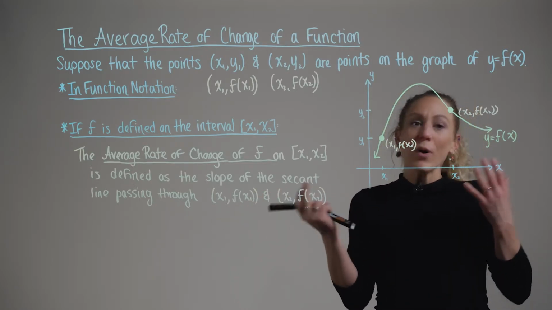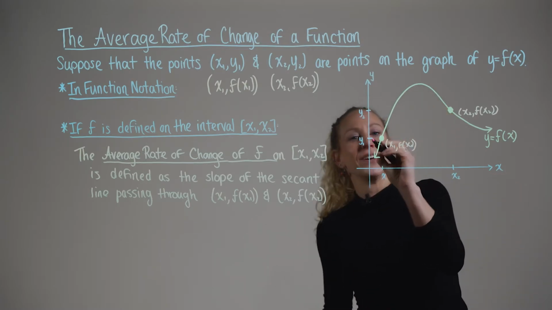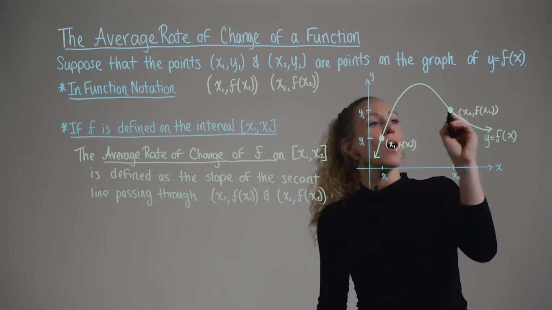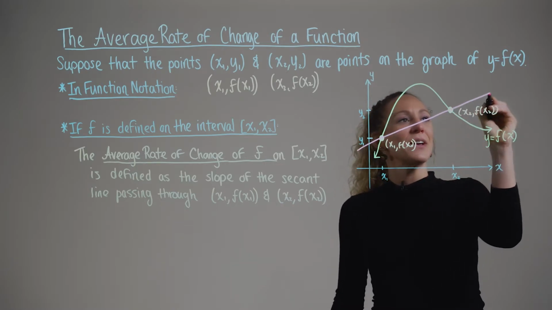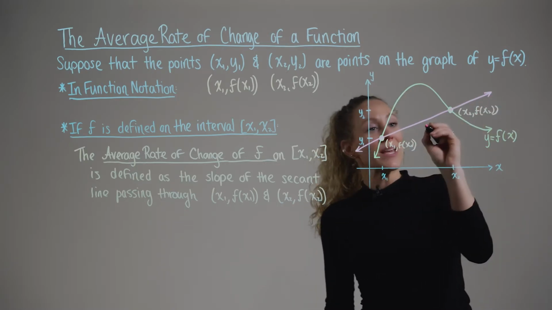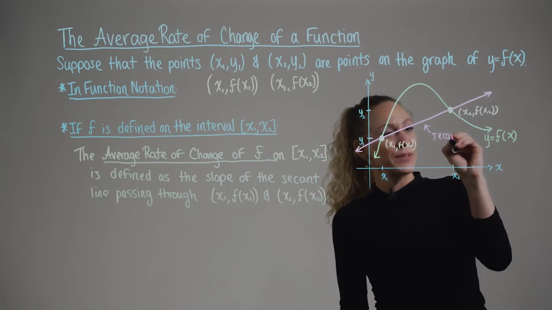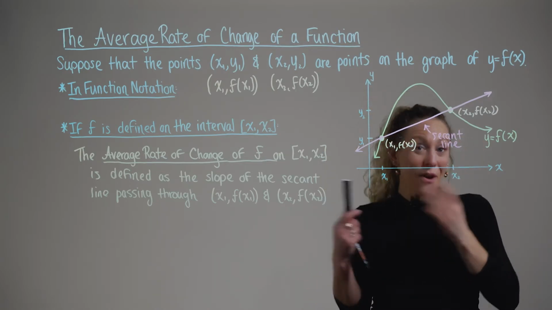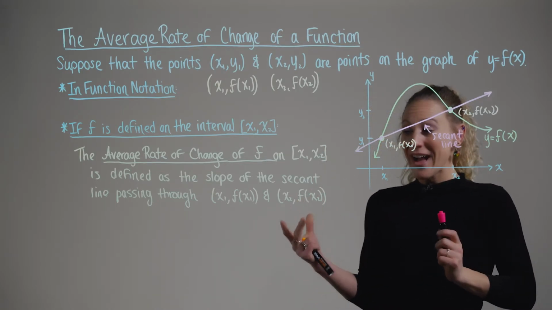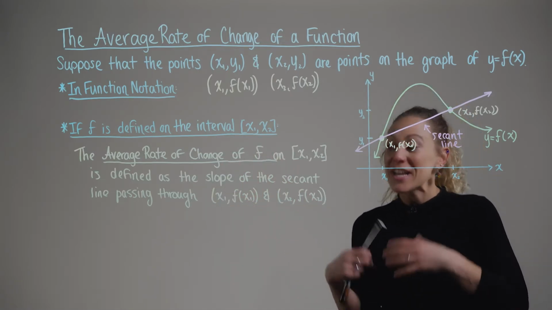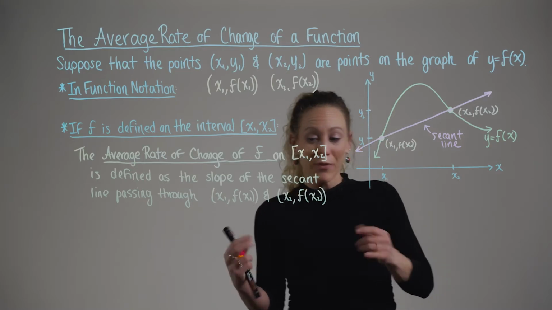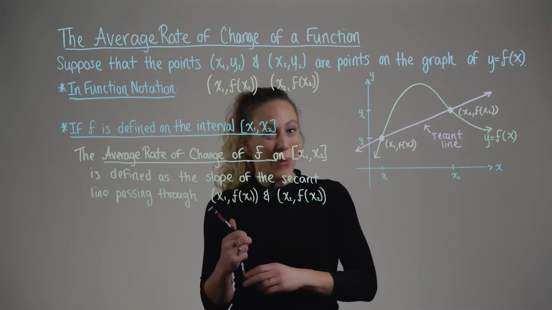Now, what is the secant line? Well, again, we're passing through our two fixed points. So connecting those ordered pairs with a straight line, we can see our secant line. Now, we know how to find the slope of a line, so we can find the average rate of change of our function simply by finding the slope of the line passing through these two points.